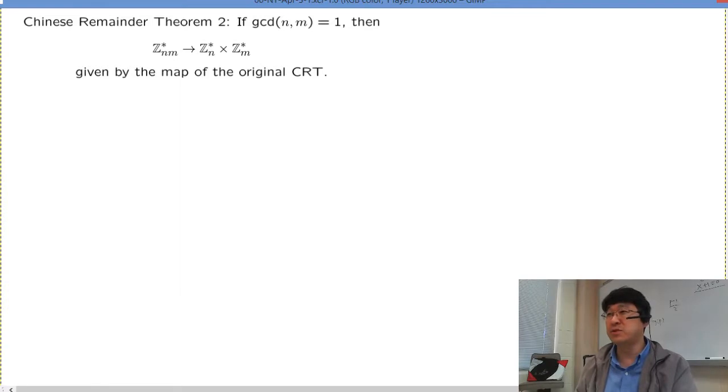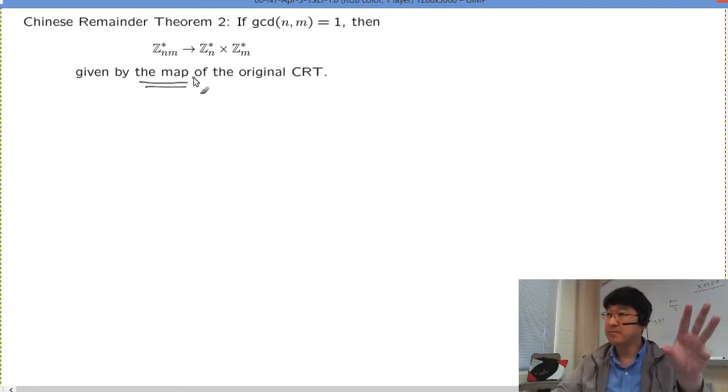n and m are coprime to each other. You knew there was a bijective map, right? What are they wearing this time? They're wearing a little star right above their head. Little star, right? Okay. The map is the same.